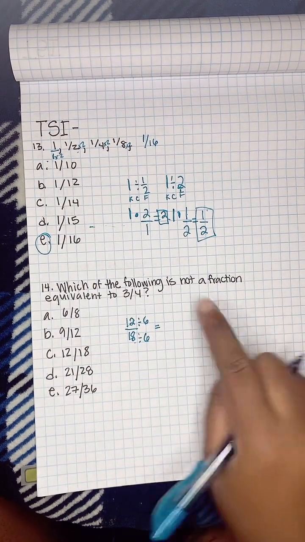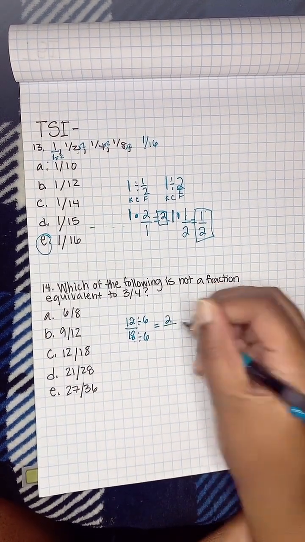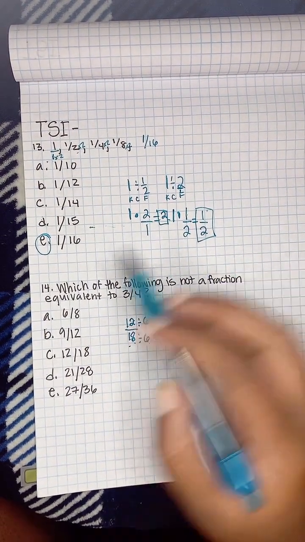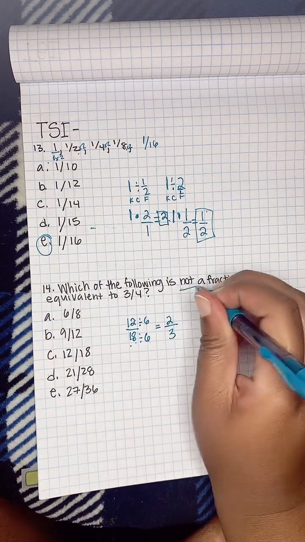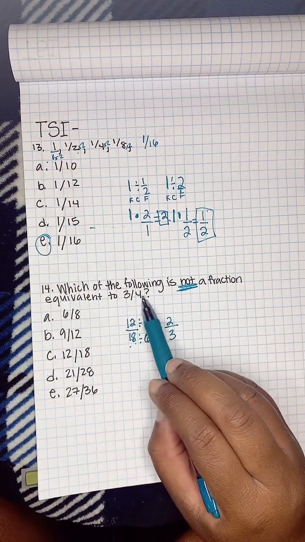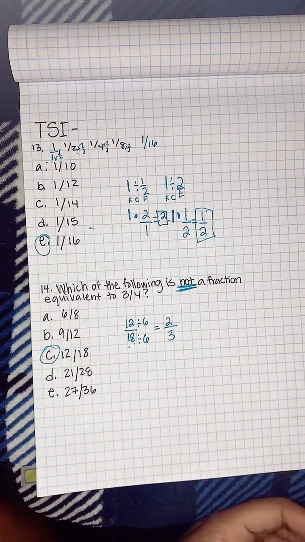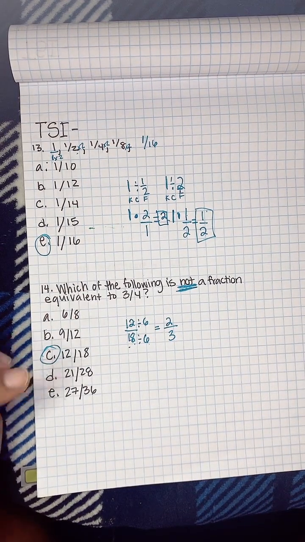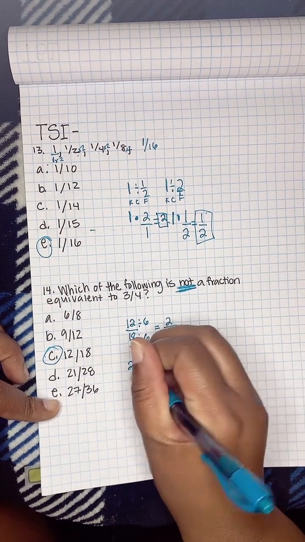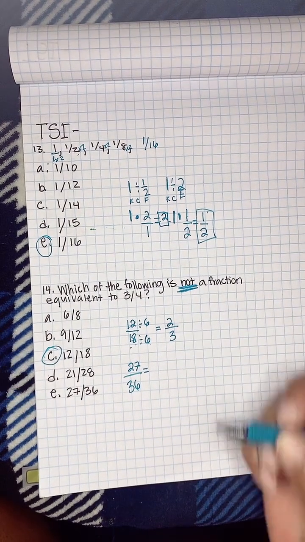If we do 2 or 3, it's going to take us some more steps. So 12 divided by 6 is 2. And 18 divided by 6 is 3. So which of the following is not, that's that key word, not a fraction that equals 3/4? Well, 2/3 doesn't equal 3/4. So C is our answer. Now let's talk about E, because I saw some people say E. So let's do E, so I can show you why E is equivalent.